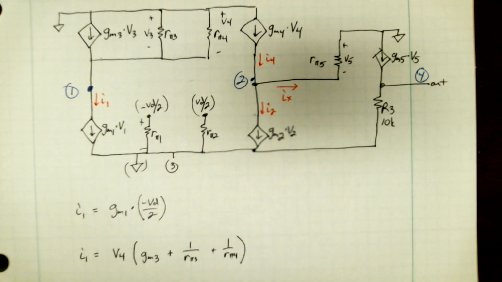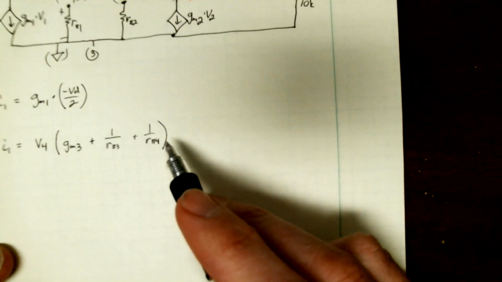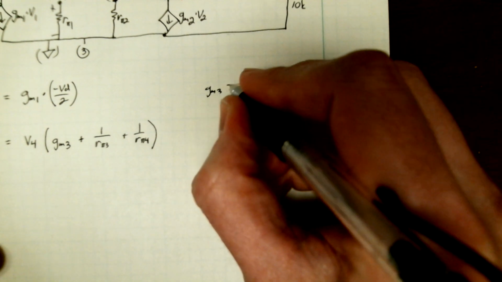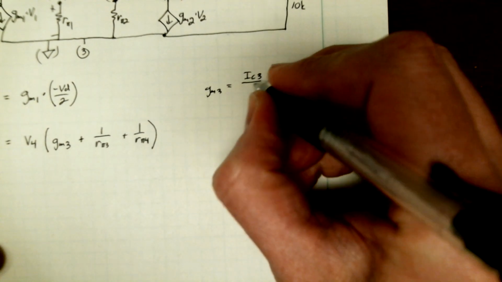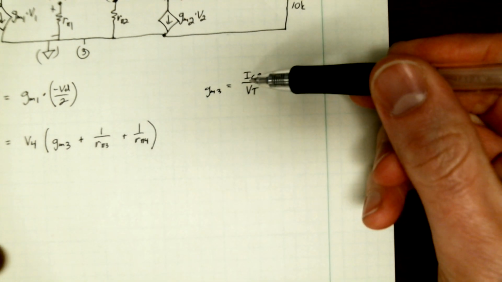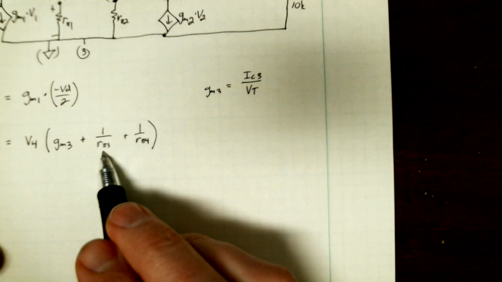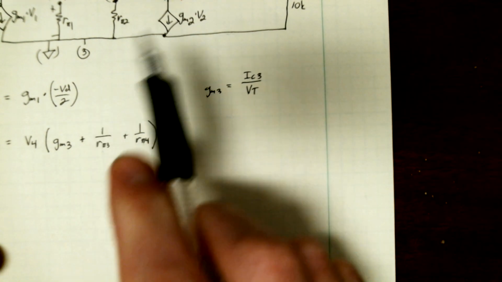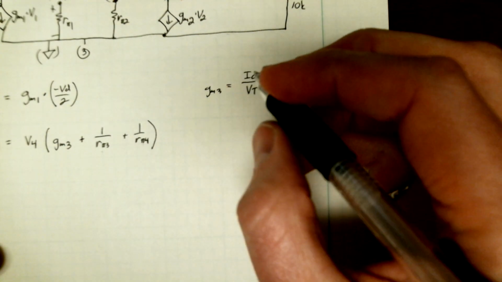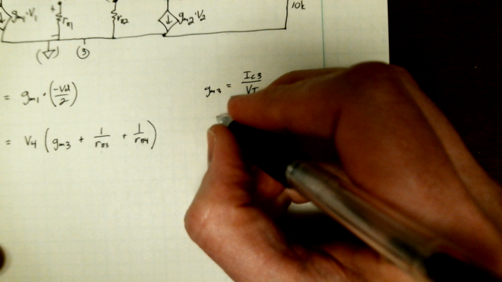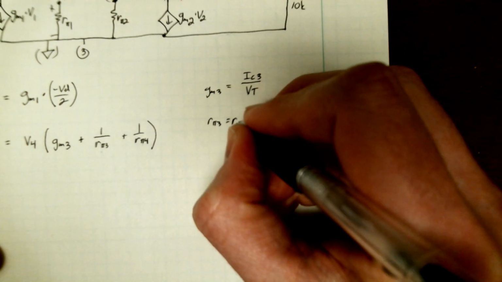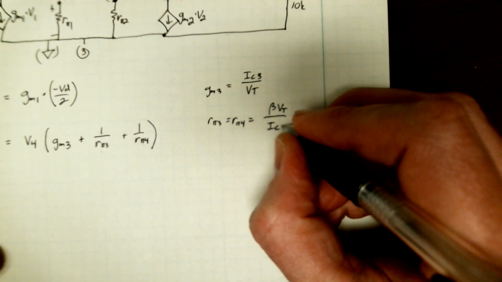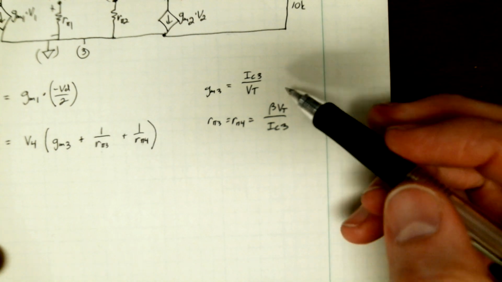Good with that. I'm going to go off to the side for a little bit and look at this. Well, GM3 is IC3 over VT, the collector current of transistor number 3. R pi 3 and R pi 4 are about the same. They're going to be the same value. They're the same type of transistor, and their collector currents are about the same because of the current mirror action. And I'll call that beta VT over IC3 because IC3 and IC4 are the same.